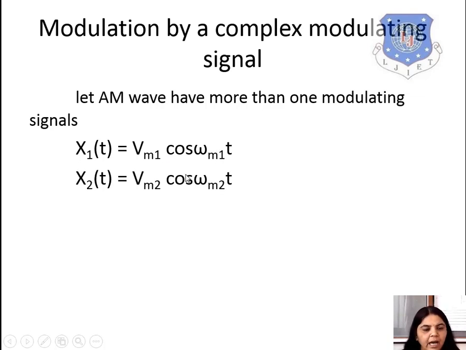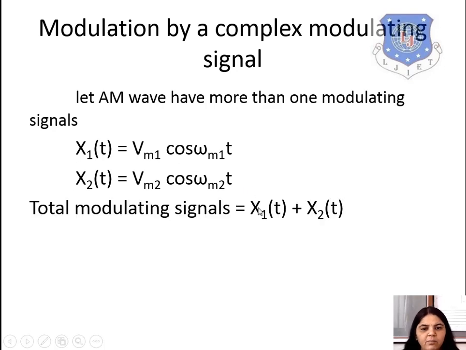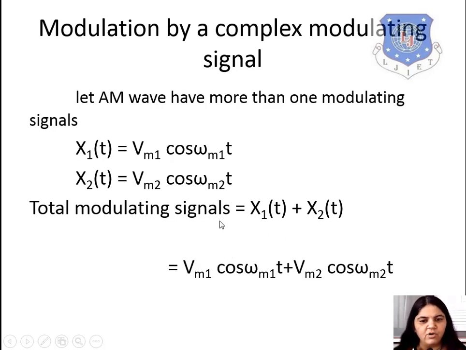Similarly, we'll take another wave x2(t) equal to Vm2 cos omega m2 t. So the total modulating signal is equal to x1(t) plus x2(t). We'll put the value of x1(t) and x2(t) over here.